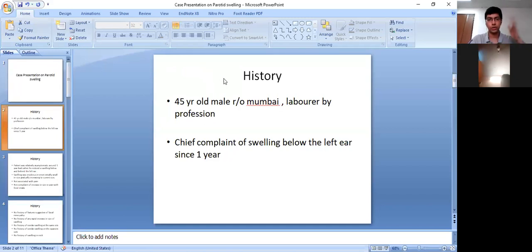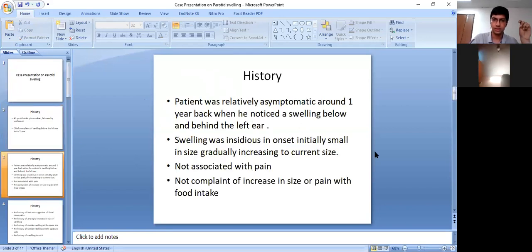Male sex can point towards Warthin's tumor. Anyway, it can go either way, that is fine. Swelling below the left ear, that is also okay. The next thing is the tricky part, from the history. Relatively asymptomatic for 1 year, with a slow growing swelling, so infections are generally ruled out. Insidious in onset, small in size, increasing to the current size, progressive, and not associated with pain.